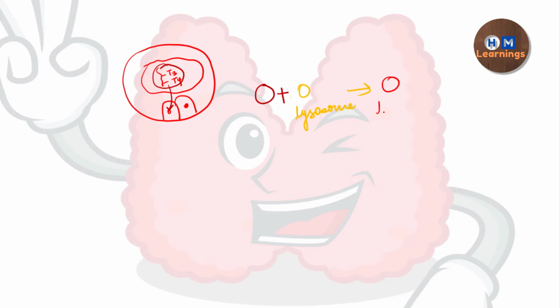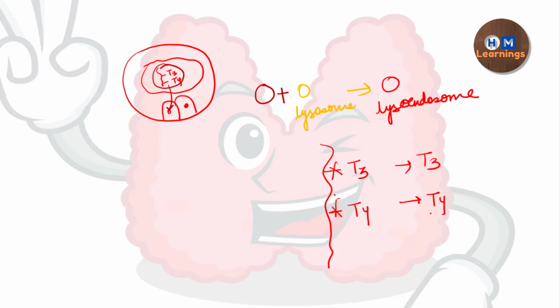To form lysoendosome. And here what happens? This is the thyroglobulin. This is T3 which is attached to this, and this is T4 attached to this. So the enzymes inside the lysosome cause the cleavage of these bonds to release T3 and T4. Now this T3 and T4, through the basolateral membrane, will enter inside the circulation.